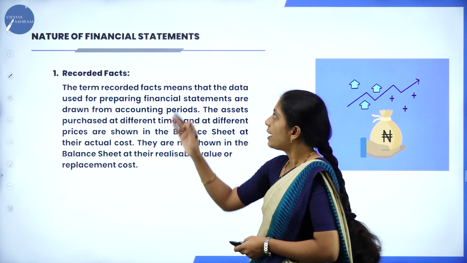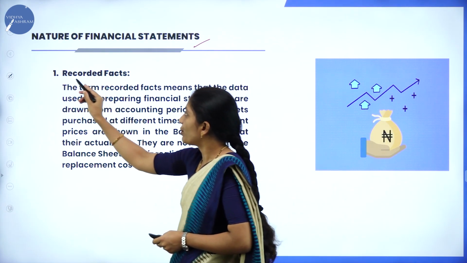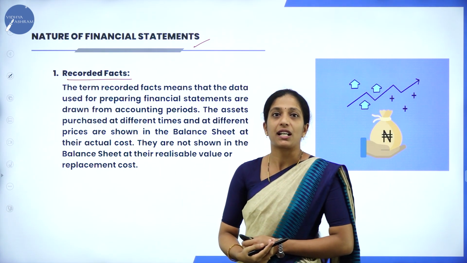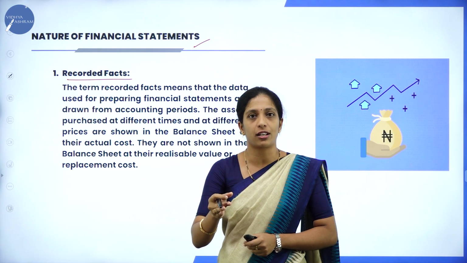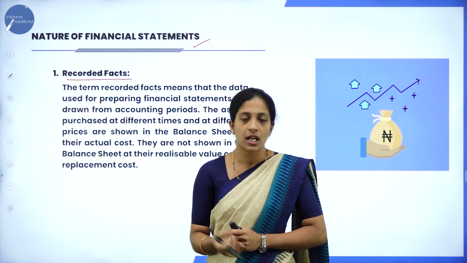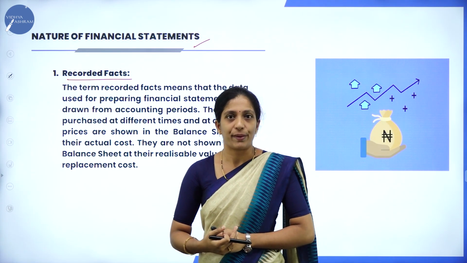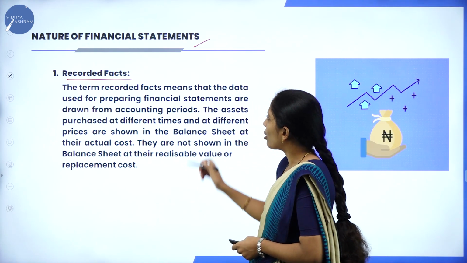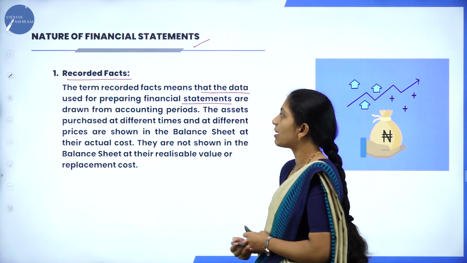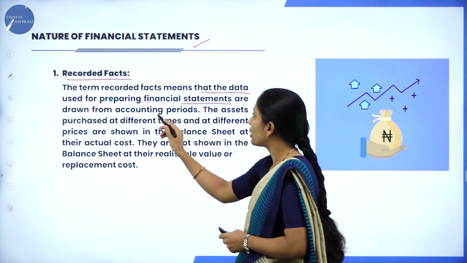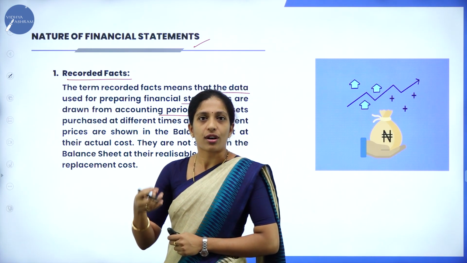Next topic is nature of financial statements. As I've already told you, the first nature of financial statements is recorded facts. We are going to record what? All the historical costs which have already passed, and the transactions which have already taken place, correct? So the term recorded facts means that the data used for preparing the financial statement are drawn from the accounting periods. So based on the accounting period, we are going to record the transactions.